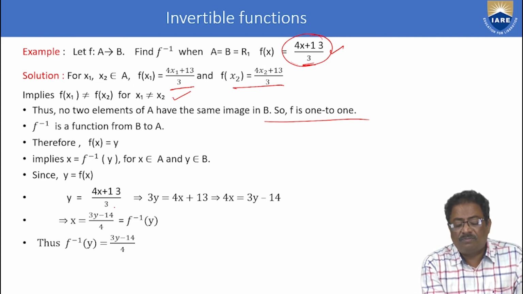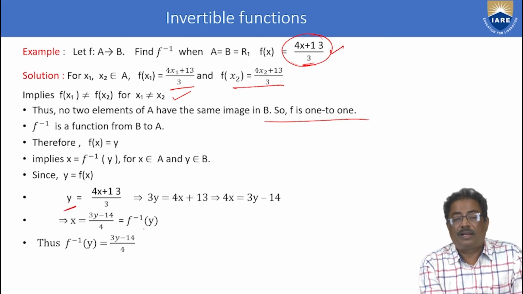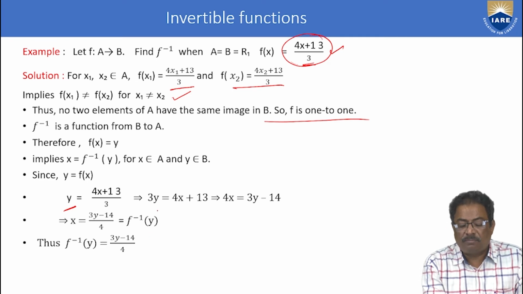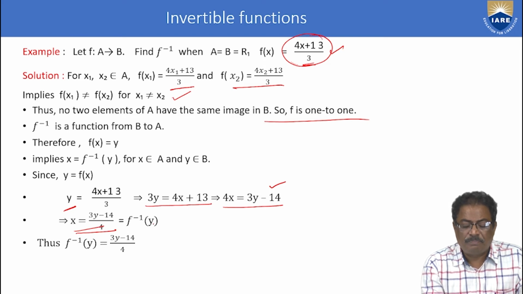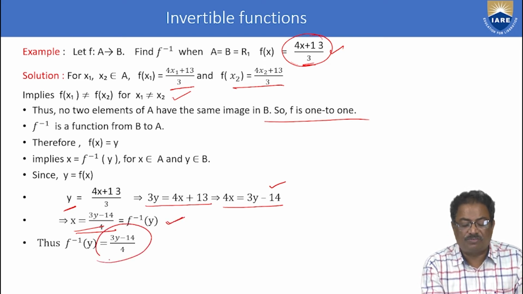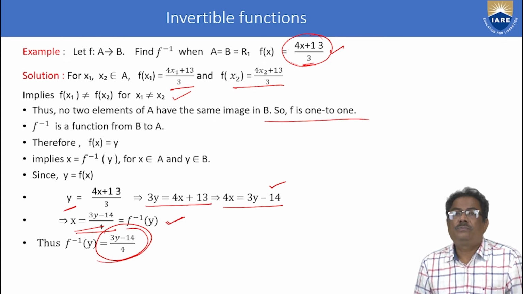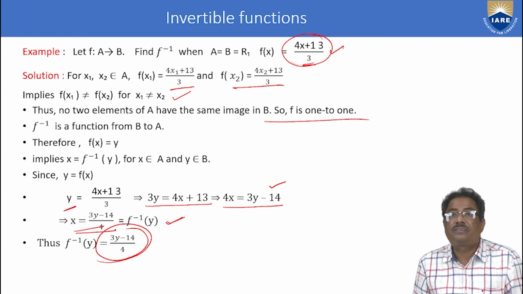Then the inverse we have to consider. So f of x is equal to y, we have to replace y. Then by cross multiplication, 3y is equal to this, and from this I am going to calculate what is x. X is nothing but f inverse of y. So f inverse of y is equal to this. So this is the way that we are going to calculate the inverse of the given function.